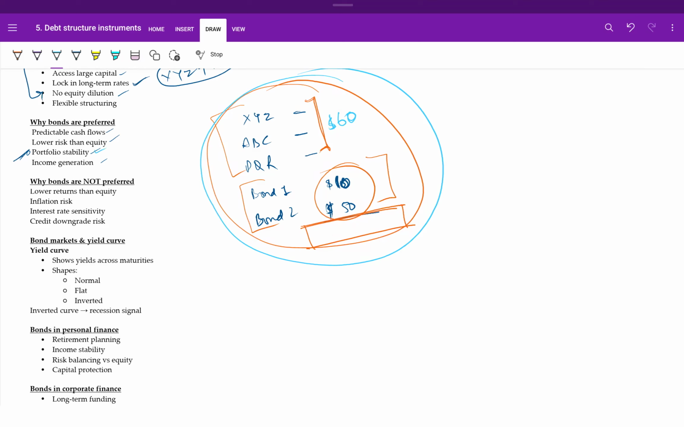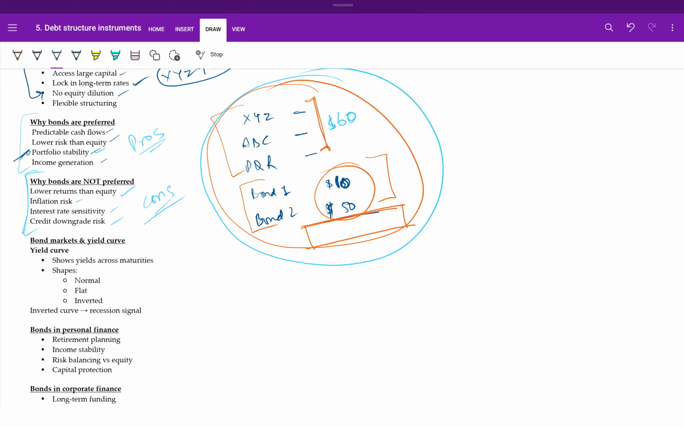Why are bonds not preferred? There is one school of thought where bonds are not preferred because bonds have lower return than equity. There is inflation risk, interest rate sensitivity, and credit downgrade risk also. And that's why bonds are not preferred. But bonds are preferred because of the situations discussed, and so these are the pros and these are the cons. Everybody's opinion does matter, and you have to look from everybody else's opinion also. You have to understand the why and the do's and don'ts of everything.